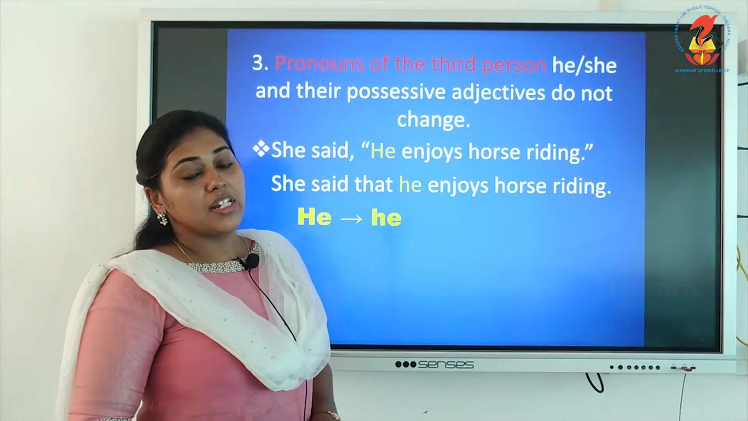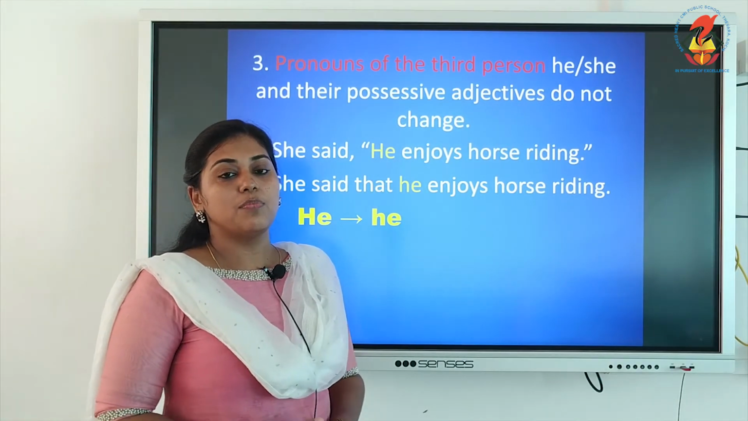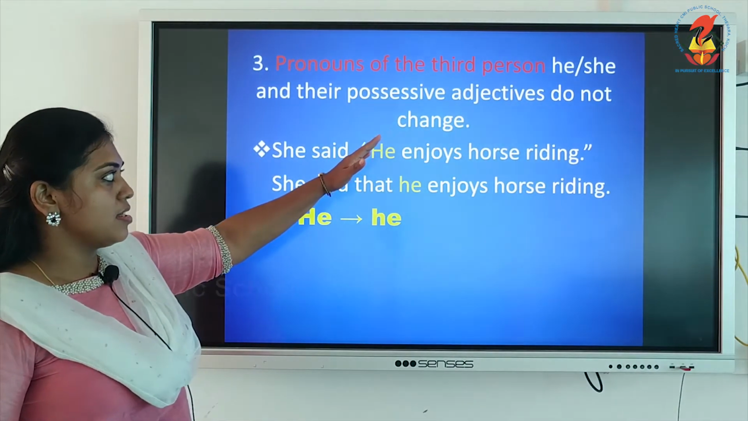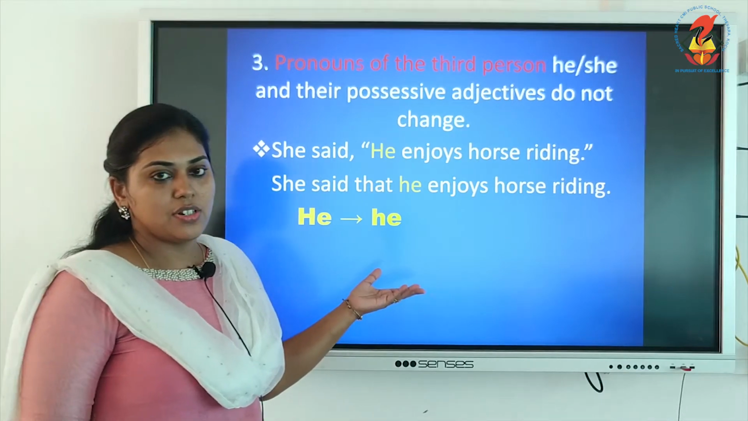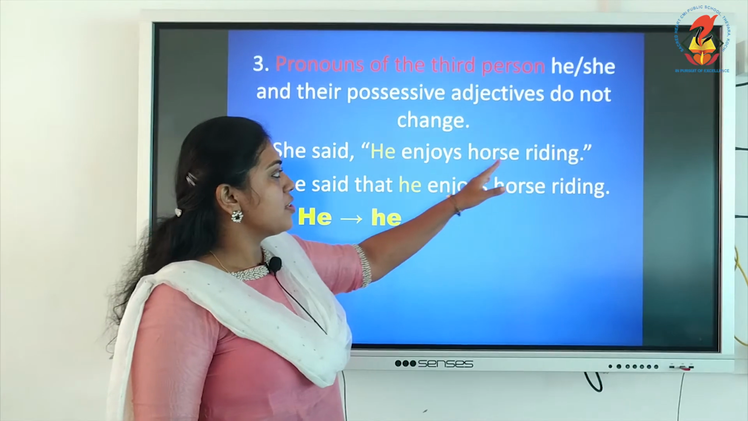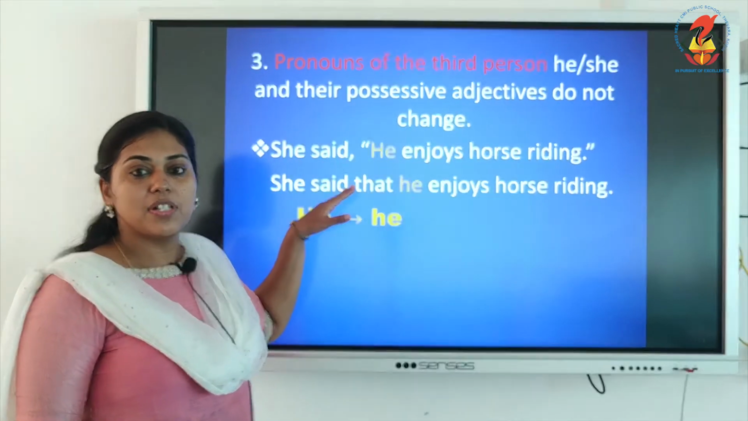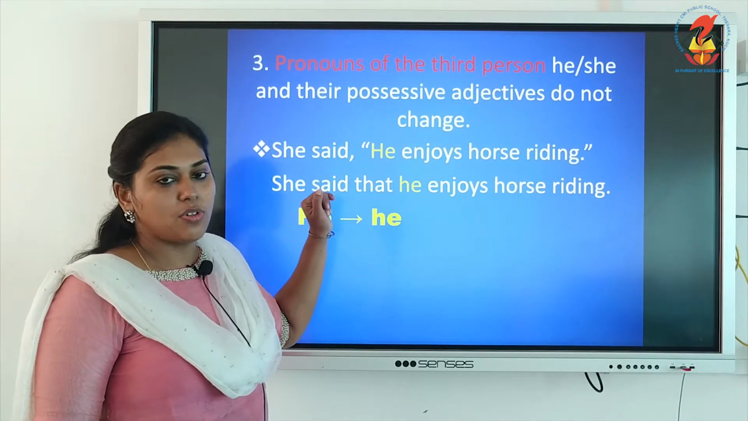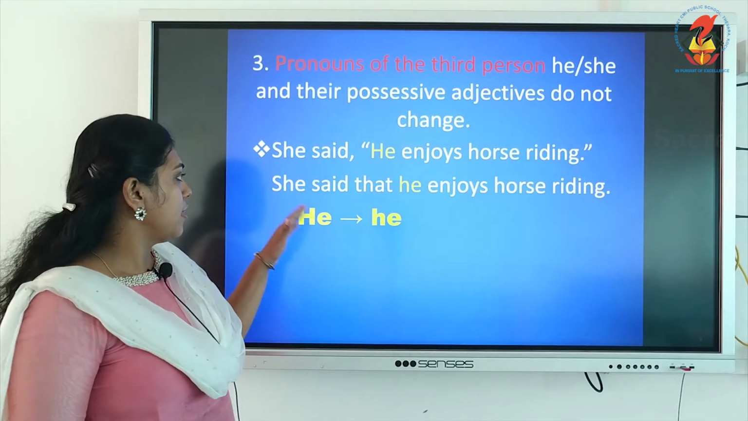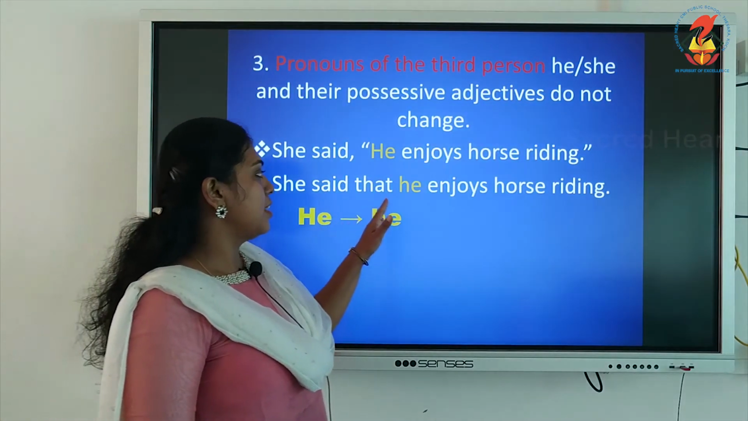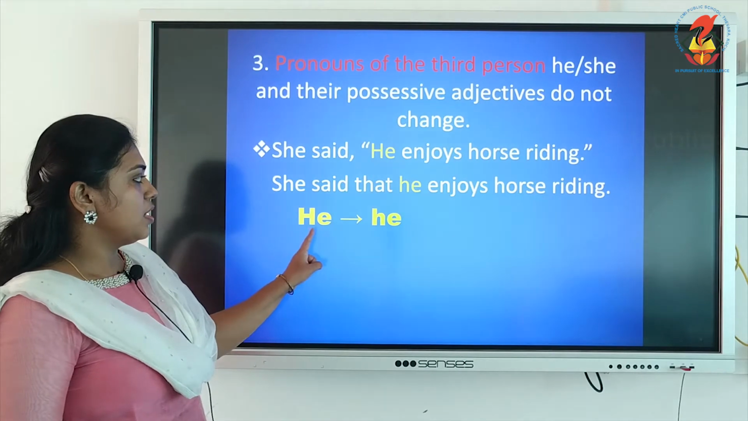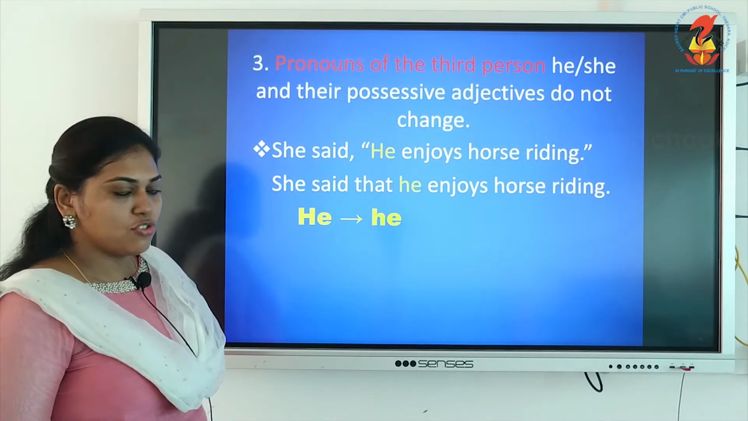Next one is regarding the third person pronoun. We know the third person pronoun is he or she. So when he or she comes in a sentence, there is no change. Okay. See, look at the example. She said, "He enjoys horse riding." So here the third person pronoun has been mentioned. So there is no change. We have to write the same thing. So the sentence would be, she said that he enjoys horse riding. Okay. So he has been written as he itself, no change.